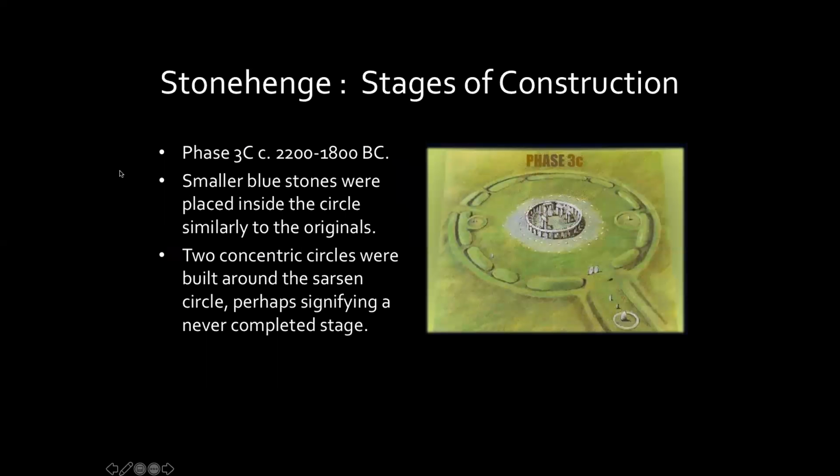And then we have the final stages. Smaller blue stones were placed inside the circle, similar to the originals. 2 concentric circles are built around the sarsen circle, perhaps signifying a never completed stage. And perhaps they wanted to connect this with other cromlechs.